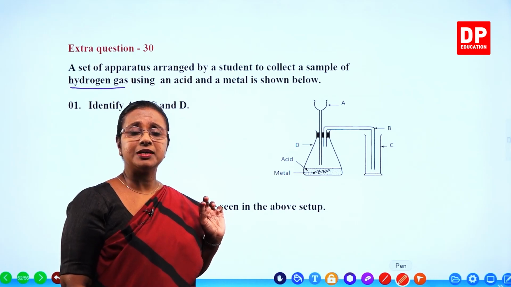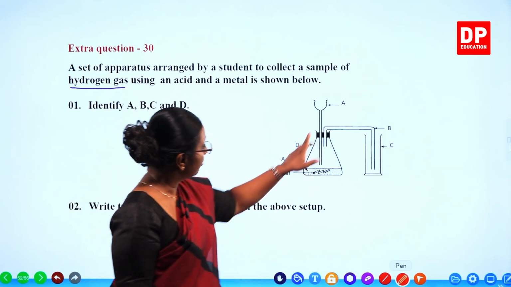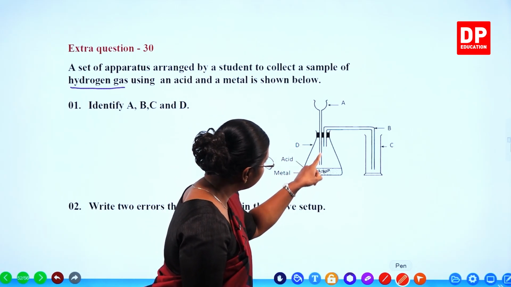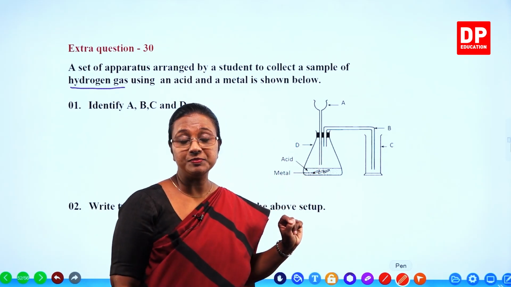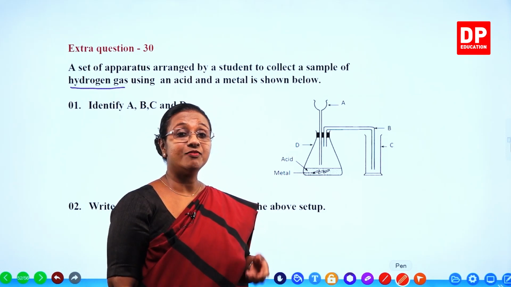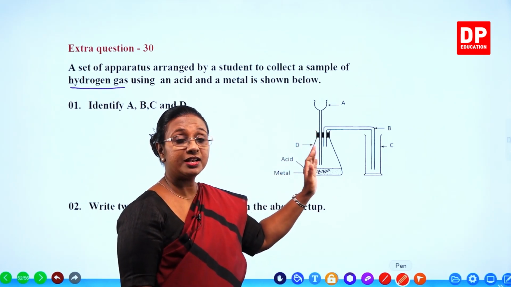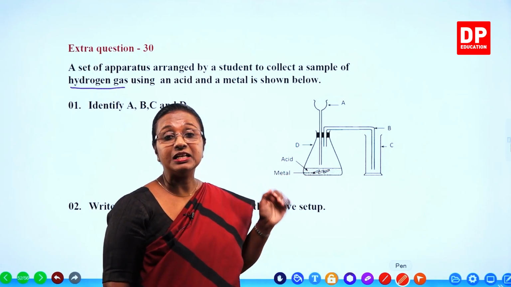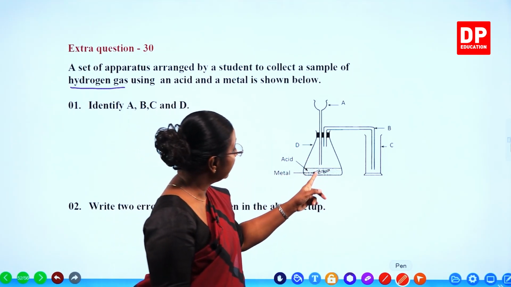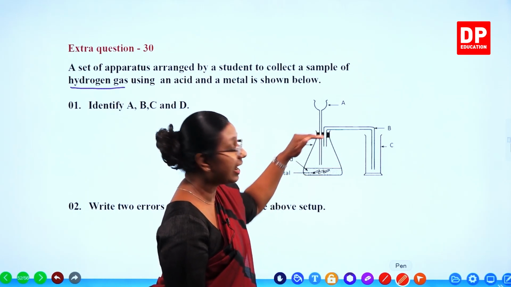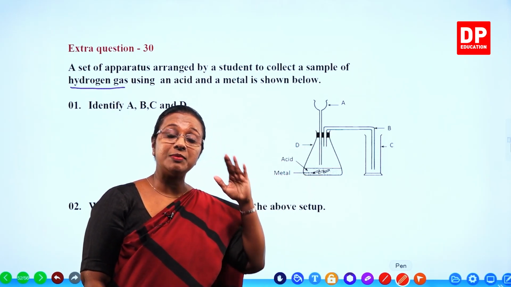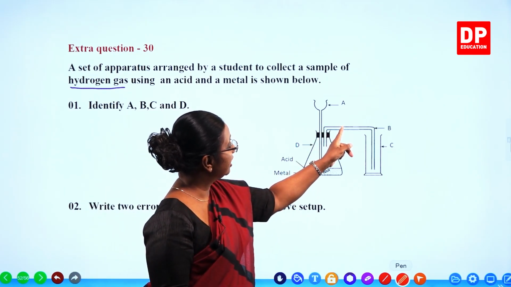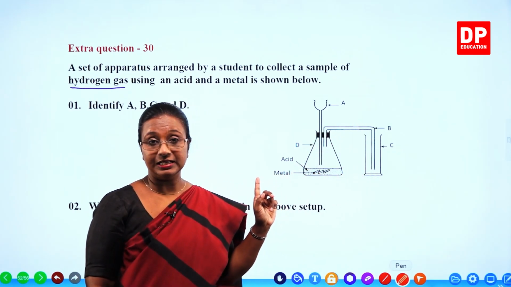Is this diagram correct, students? Now this part is okay because thistle funnel has to be long. It has to come right to the bottom so that the gas that is evolved does not enter through the thistle funnel, and also the solution falls onto the metal easily. Then we have the delivery tube at a higher level. So that is also correct because hydrogen is a lighter gas. It will rise up, enter into the delivery tube and will be collected.